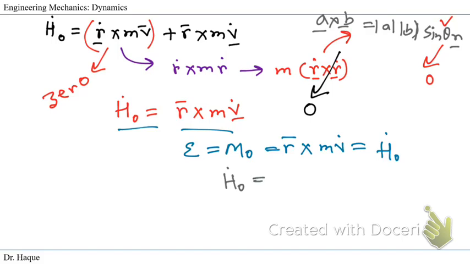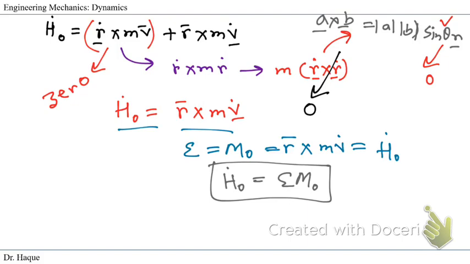which actually gives us h naught dot equals the summation of M moments. So this is the relationship between the moment of a force and angular momentum, which tells us that the resultant moment of all the forces acting on that particle about any point, for example here the origin, so any point O, is equal to the time rate of change of the particle's angular momentum about the same point, which was O.